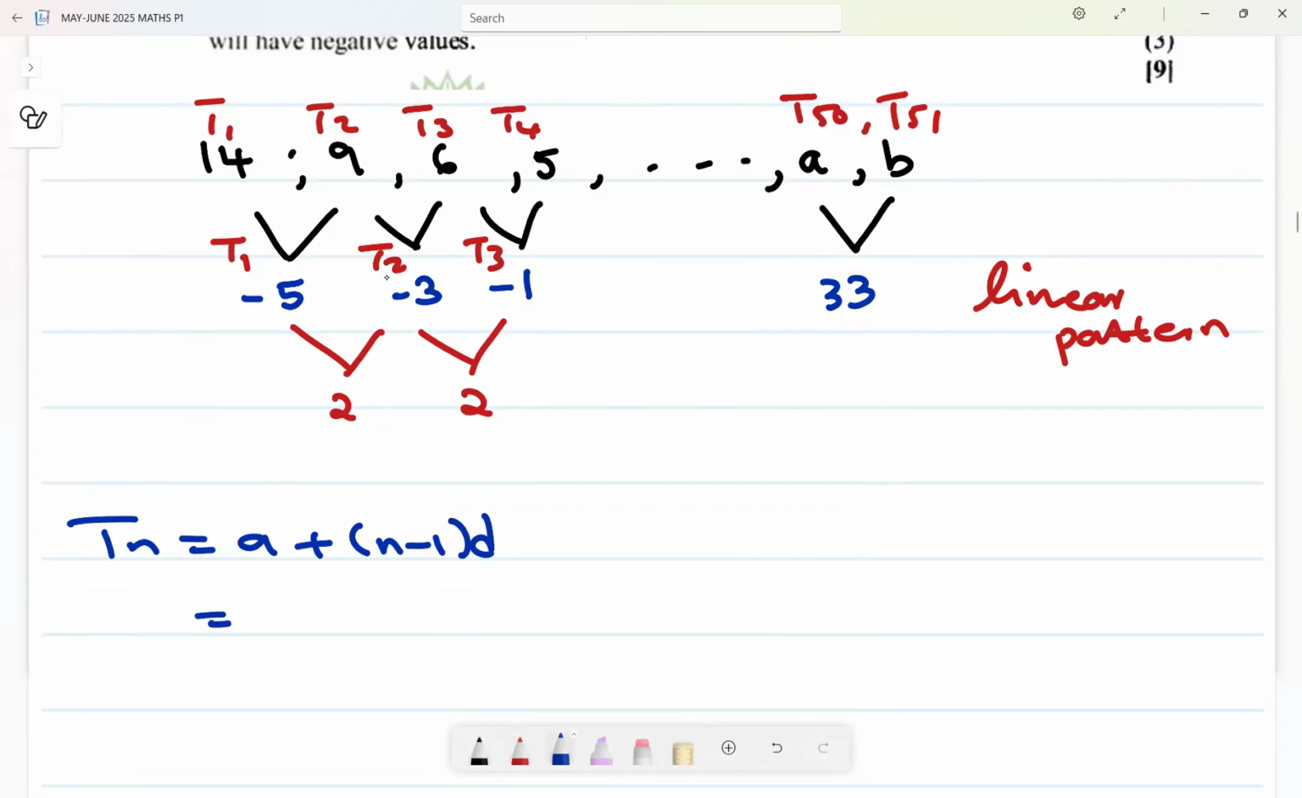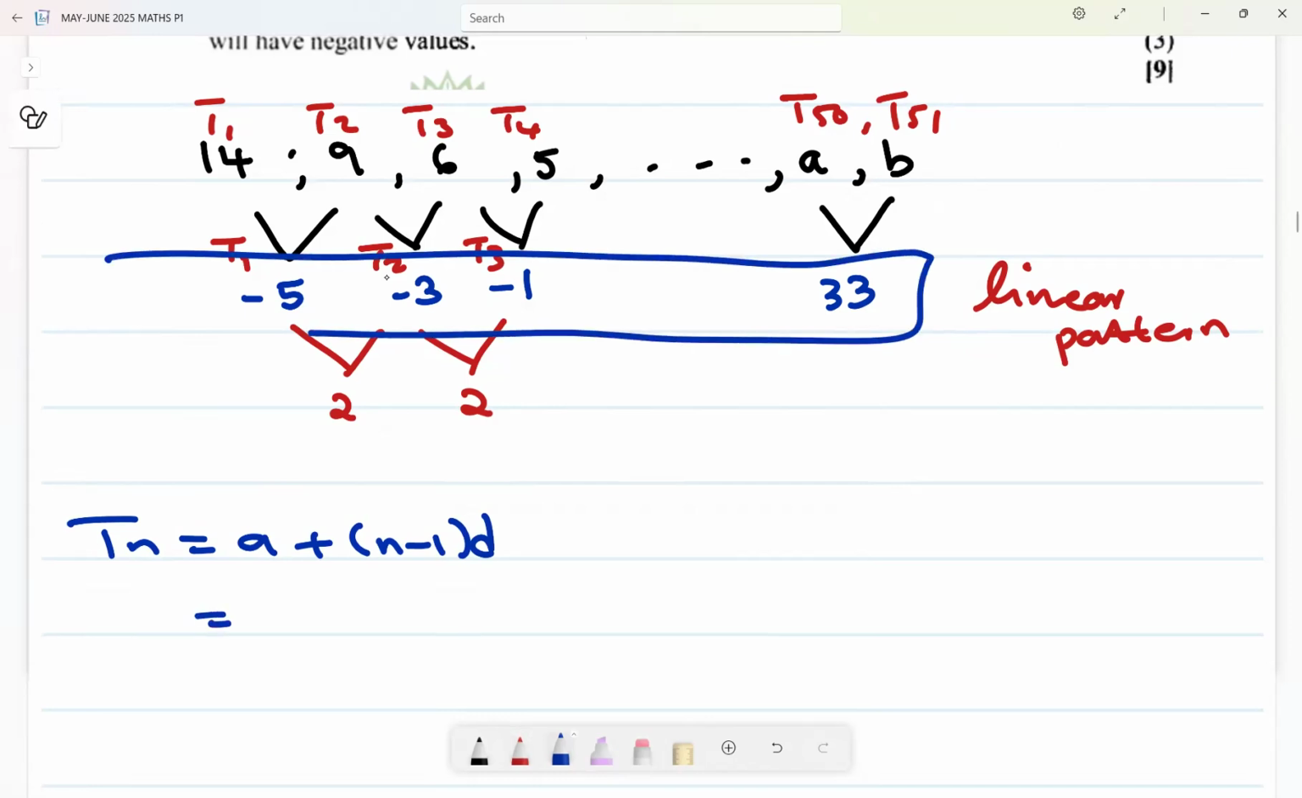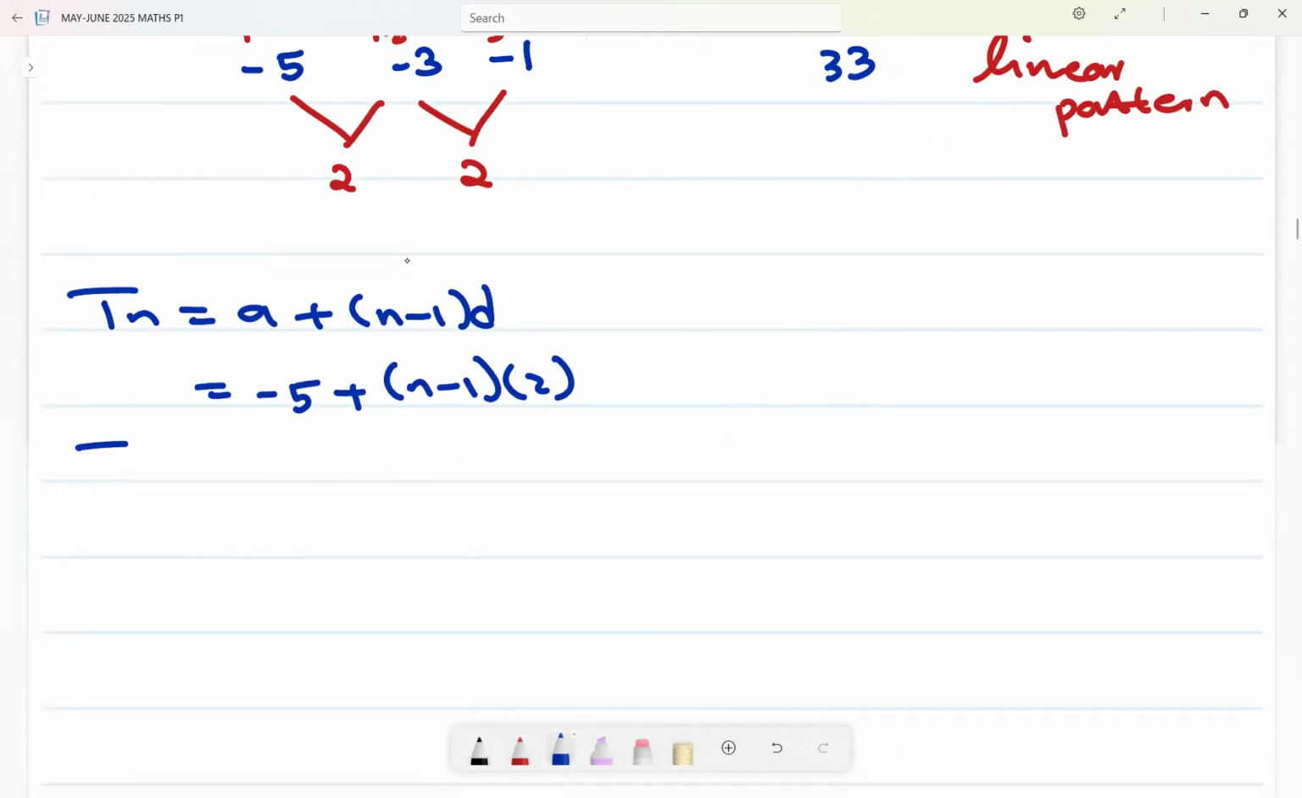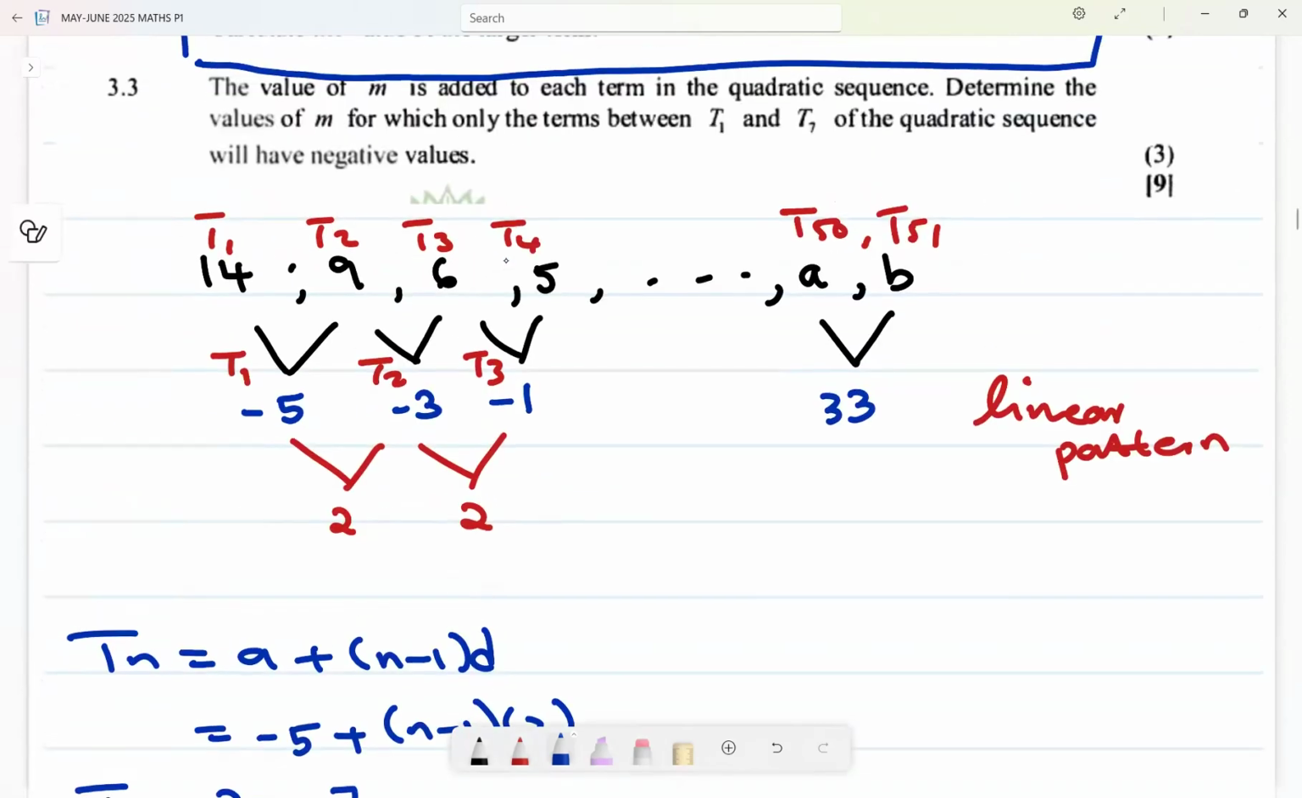And then what is the value of a? We are considering this pattern, guys, in blue. First term is negative 5 plus n minus 1, and the difference is 2. So Tn is equal to 2n. Negative 1 multiplied by 2 is negative 2, minus 5 gives minus 7. So this is the term. But I want to find what position this one is in.